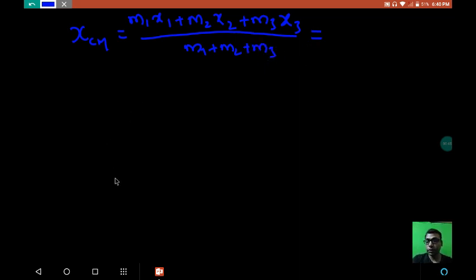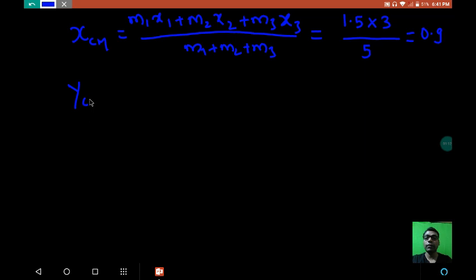Plugging in the values, if you can see in that problem, only on the x-axis, the 1.5 kg mass is placed at 3 cm. The rest have x value 0, so the rest of the positions are 0. The total comes out to be 0.9.